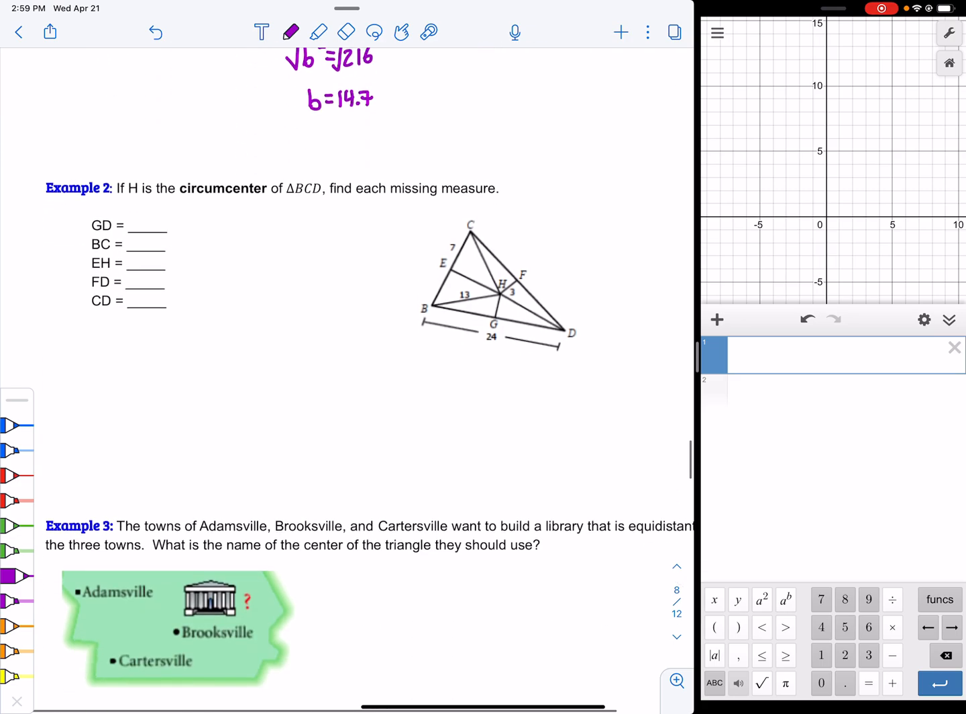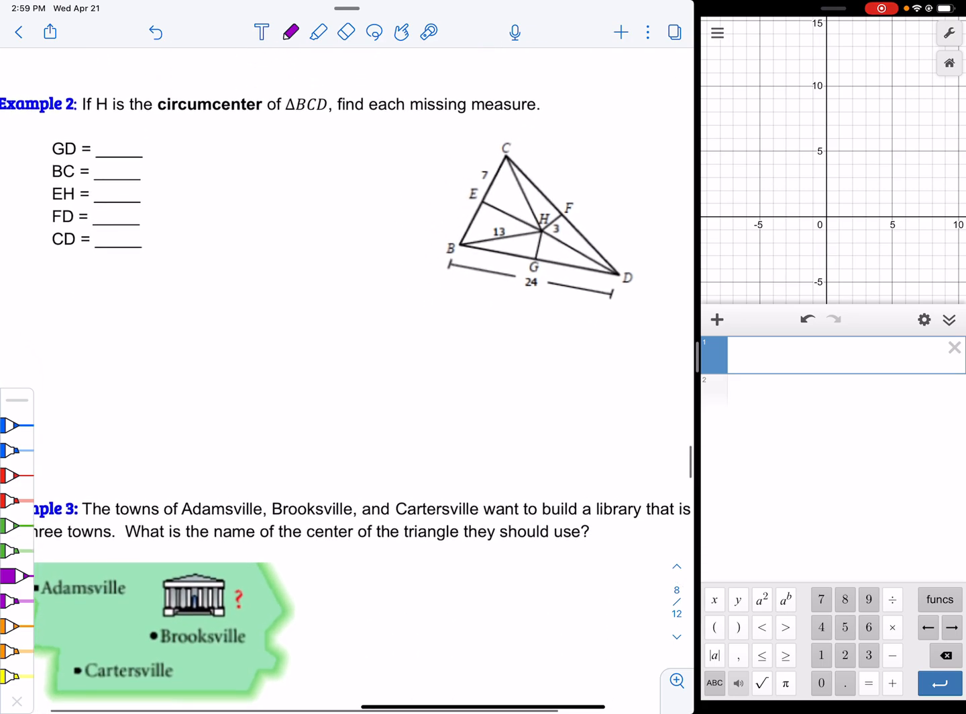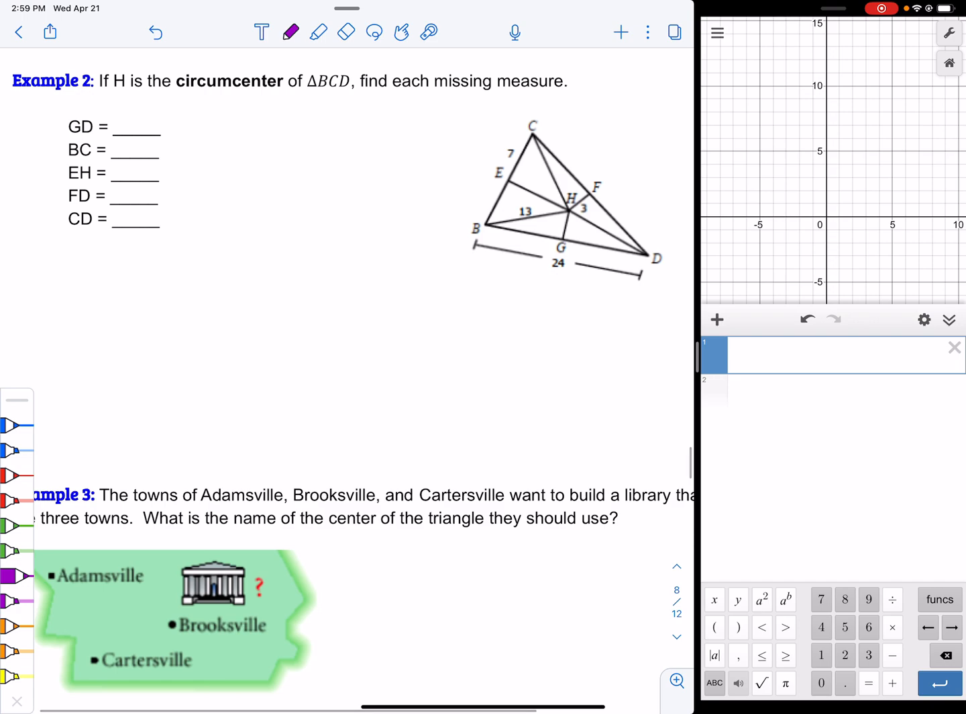In example 2, it says if H is the circumcenter of triangle BCD, find each missing measure. So they first asked for GD. So GD is half of the side BD, and these segments would be congruent because we know that's a circumcenter, and so we know that's a perpendicular bisector from H to G. So then if this whole side is 24 and it's bisected, each piece of that side would equal 12. So therefore GD would equal 12.